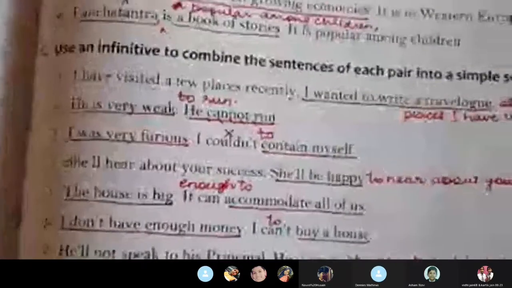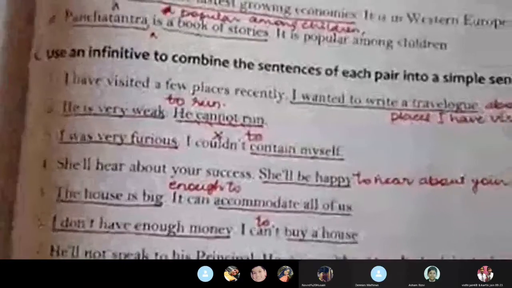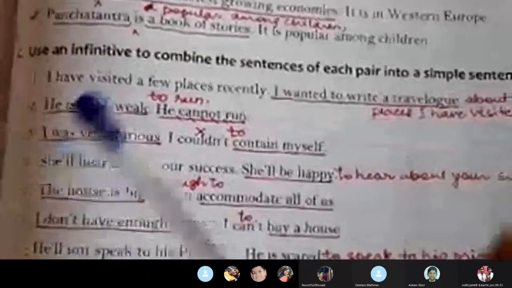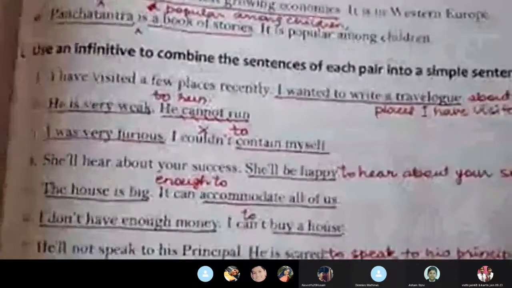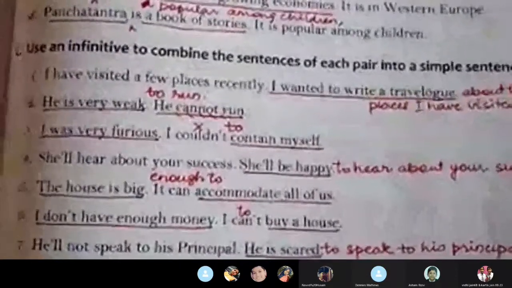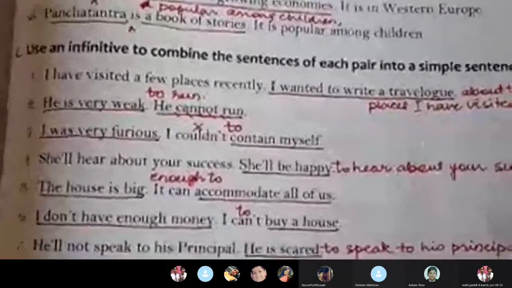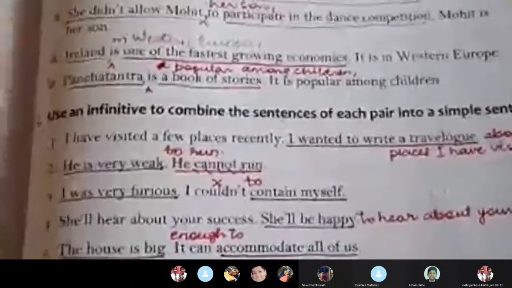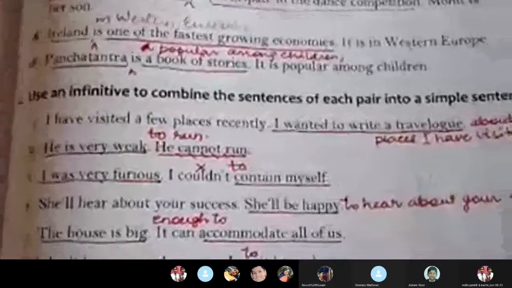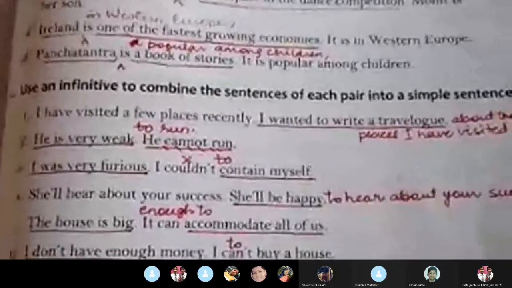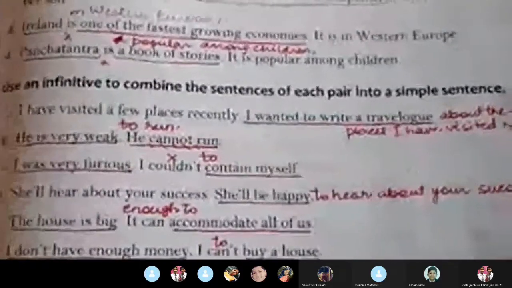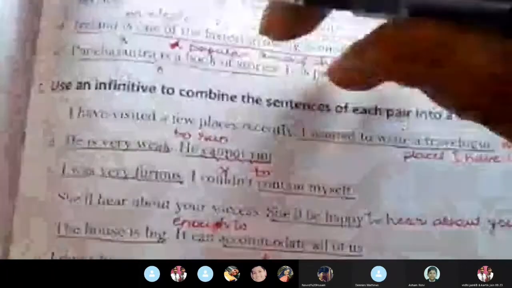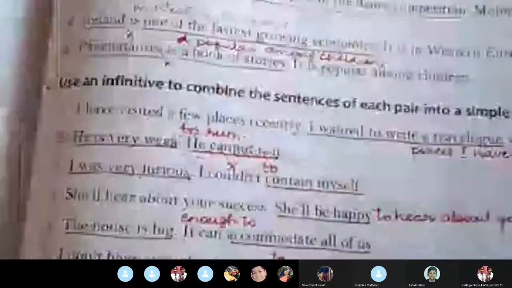Number 5: Panchatantra is a book of stories. It is popular among children. Answer: Panchatantra, popular among children, is a book of stories. I repeat, Panchatantra, popular among children, is a book of stories. Mark the sentences that you'll do: 3, 4, and 5.